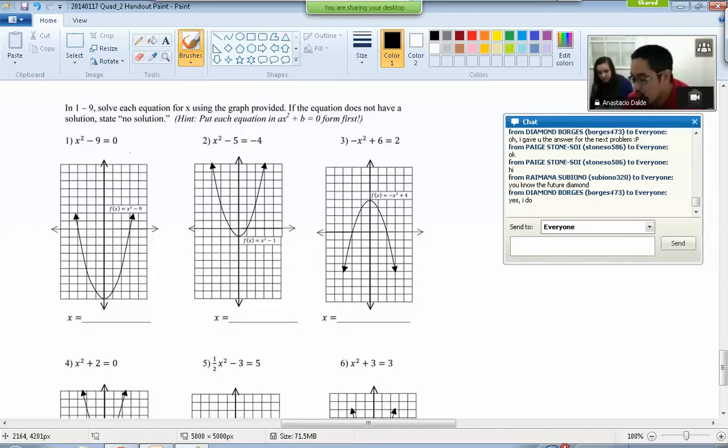X squared minus 9. Here's the graph. It looks like that. We're on page 15 now. We're doing problem number 1 together. Where does this thing cross the x-axis? That's all I'm asking.